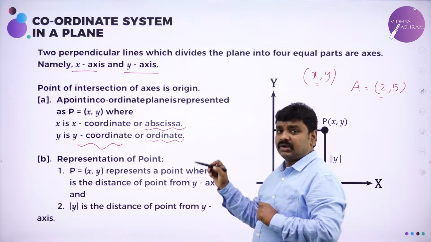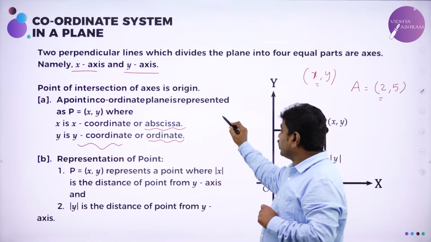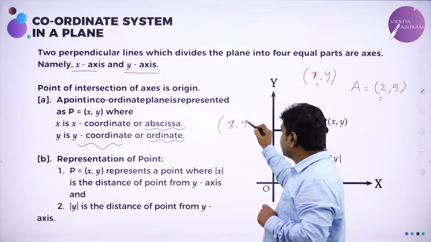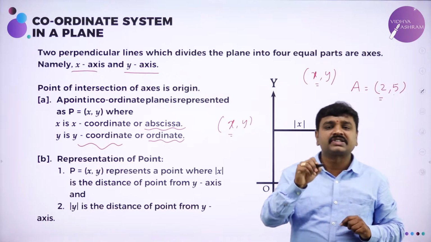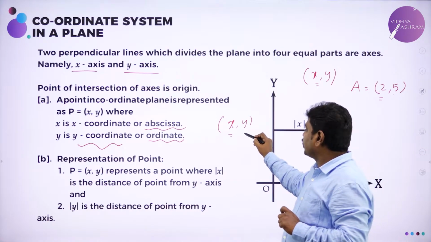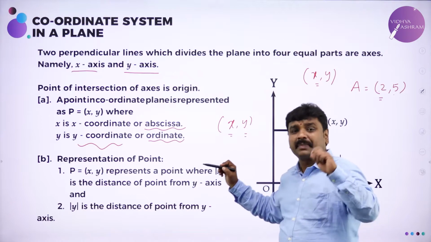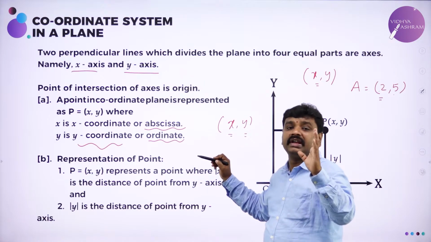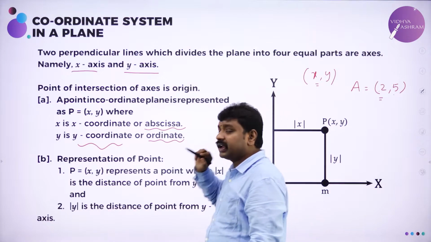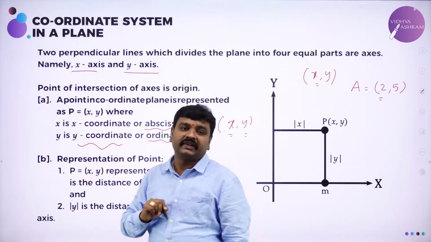So x axis and y axis. That's why we represent a point in terms of (x, y), and we call x the abscissa. Another name for abscissa is what? X coordinate. And y is the y coordinate, also called the ordinate. So x coordinate is abscissa and y coordinate is ordinate. Simple, when I say ordinate, what does it mean? It's the y coordinate.